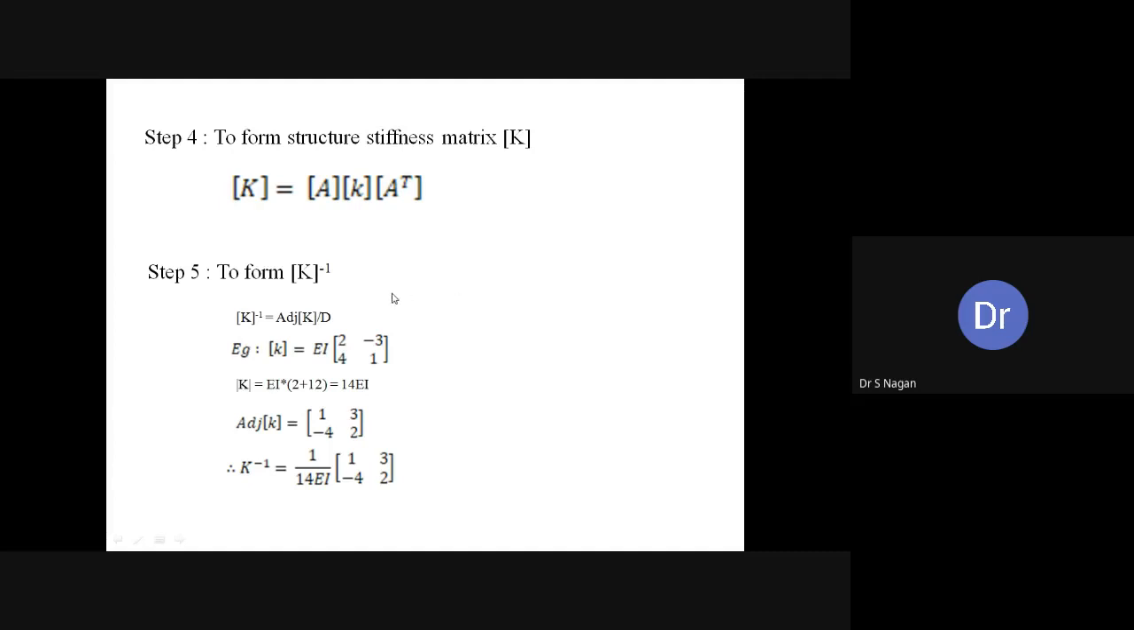If you are doing it using a computer program, we can go up to any number. But if you are doing it manually, we can teach up to 3.